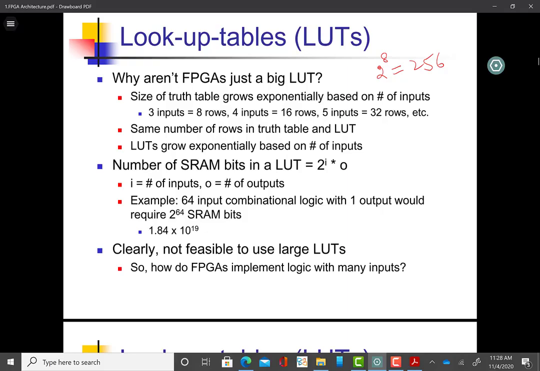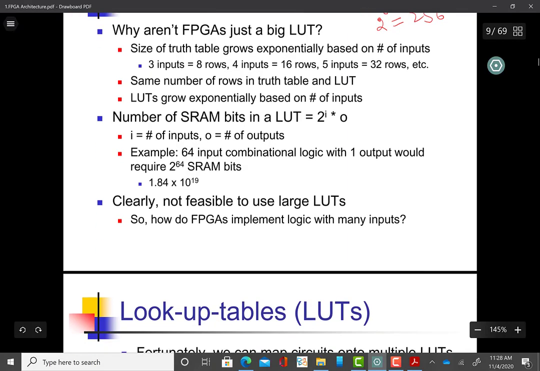Instead, smaller lookup tables are better, because you will have more functions mapped to them, and your complexity, or the number of transistors in the FPGA, will be small. Okay, so the number of SRAM bits in a LUT is basically 2 raised to the power I, which is your input, multiplied by the number of outputs. So if we have a single output, or if we have 2 outputs, then it will be multiplied.